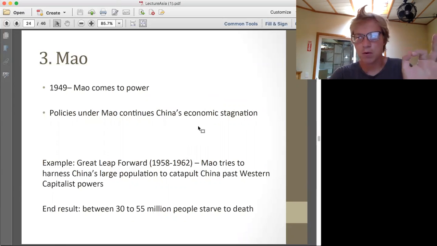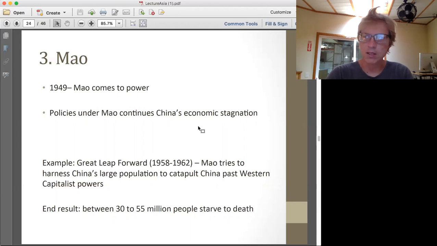In terms of the number of people that died because of policies or because of a movement in the 20th century, this has the largest death rate. So somewhere between 30 to 55 million people starved to death, although there are estimates that are way higher than that. The truth is, we don't really know how many people died because of the Great Leap Forward.